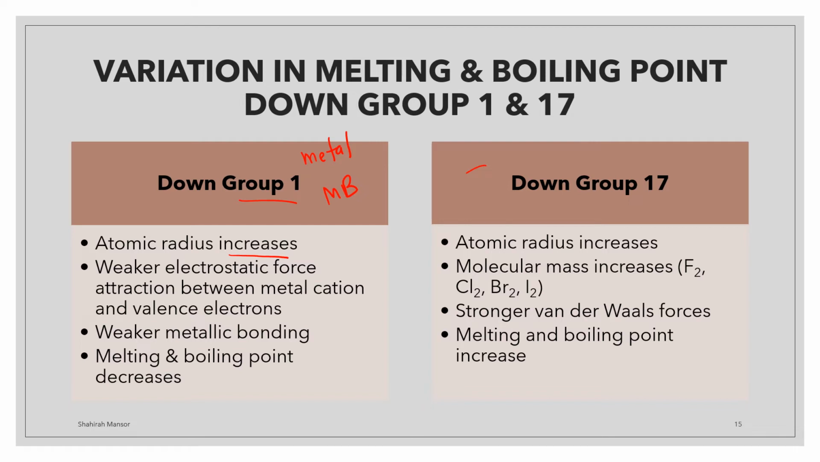So apabila size of cation is bigger, so the electrostatic force of attraction between the metal cation and its valence electrons will be weaker. So weaker force of attraction ini akan menyebabkan metallic bonding will be weaker as well. So hence melting and boiling point will decrease. So menuruni kumpulan 1, boiling point dan melting point akan semakin menurun due to the weaker metallic bonding.